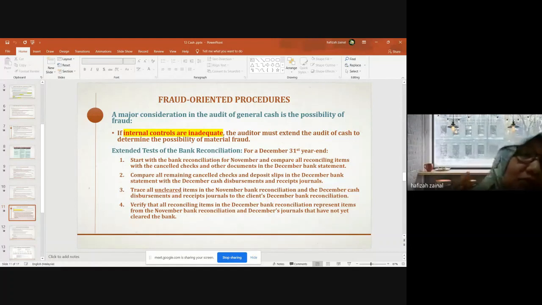You ask for November, they don't have. You ask for October, they don't have, and so on. So when you ask and they don't have it, then they actually violate their control procedures. That's why we sometimes go beyond the bank reconciliation for month end, for year end. We extend.